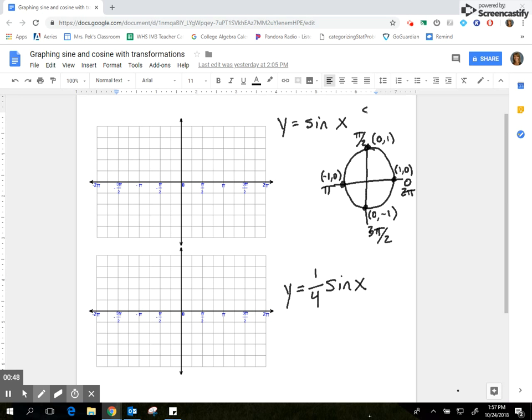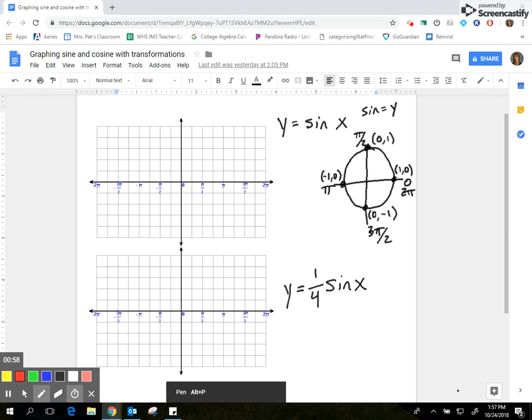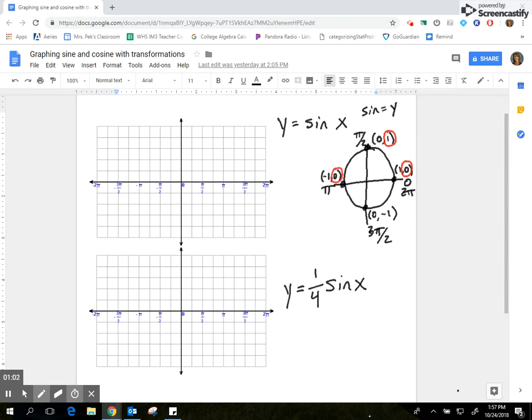The sine value is the y value of these 4 points, or any point on the circle. So if I look at all of the y coordinates, I can get points on my graph. If I look at the x-axis here, these x values for our sine and cosine functions are going to be the angles around our circle.